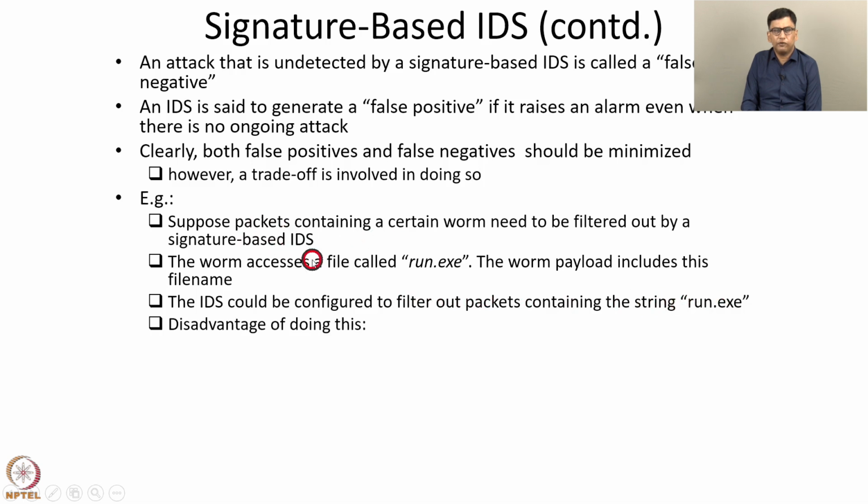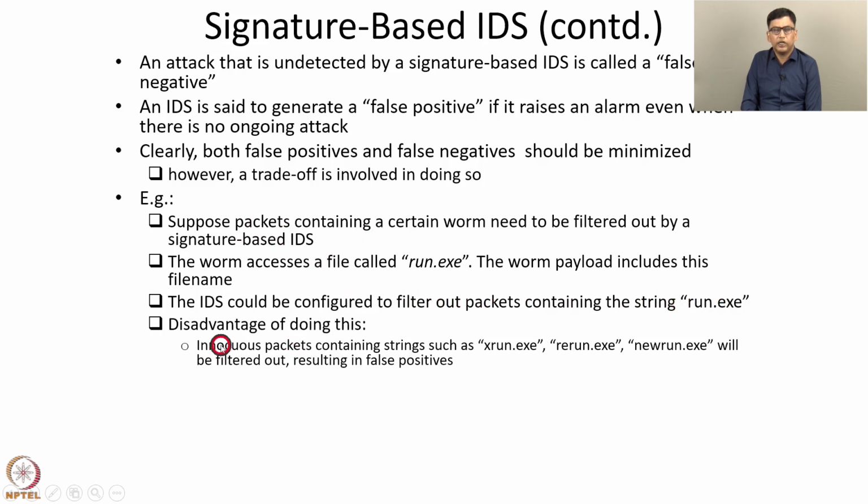But there is a disadvantage of doing this. Innocuous packets which contain strings such as xrun.exe, rerun.exe, and newrun.exe will also be filtered out, because the string run.exe is present in all of these innocuous packets. So these packets will also be filtered out, and that will result in false positives. Actually, the packets are not malicious, but the IDS flags them as malicious packets. So hence there is a false positive.